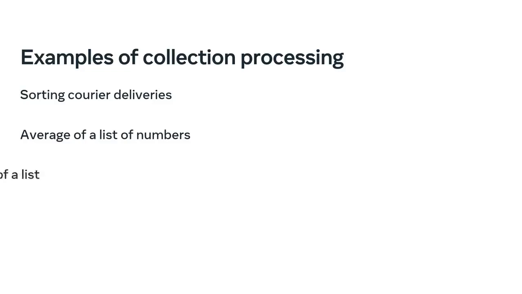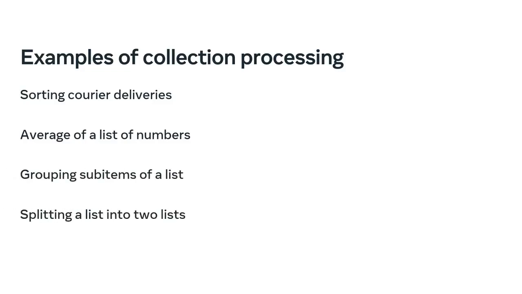A few other common examples of collection processing include sorting courier deliveries based on postal or zip code, finding the average of a list of numbers, grouping together a list of sub-items to form another list, splitting a list of numbers into 2 lists, one for odd numbers and another for even numbers.